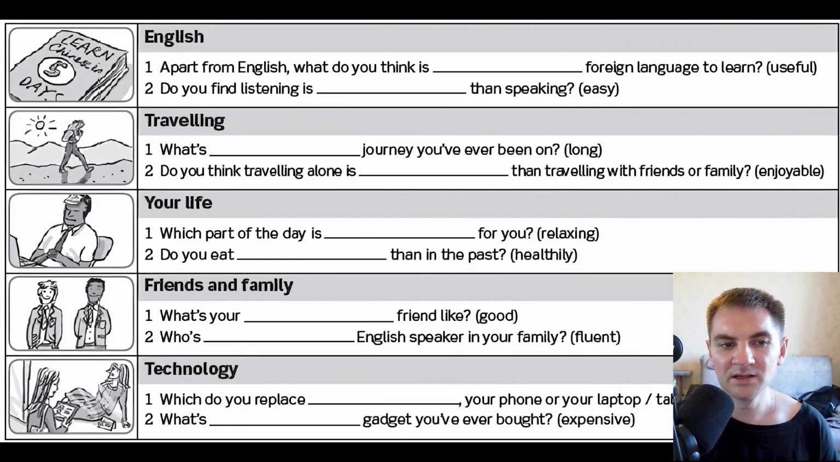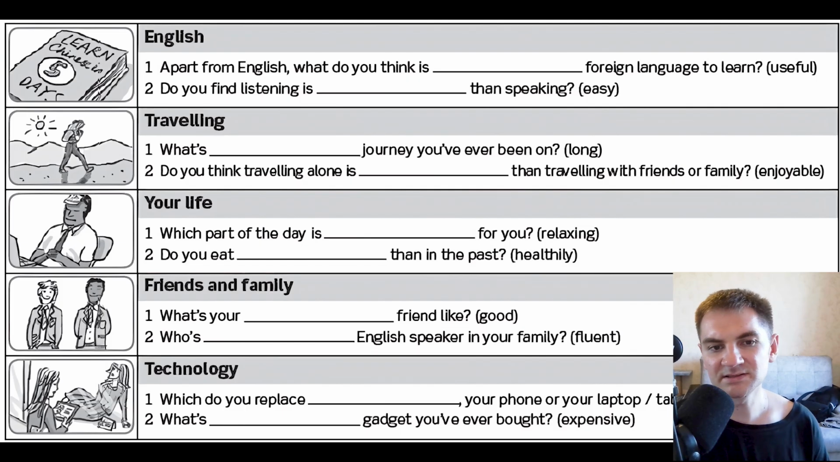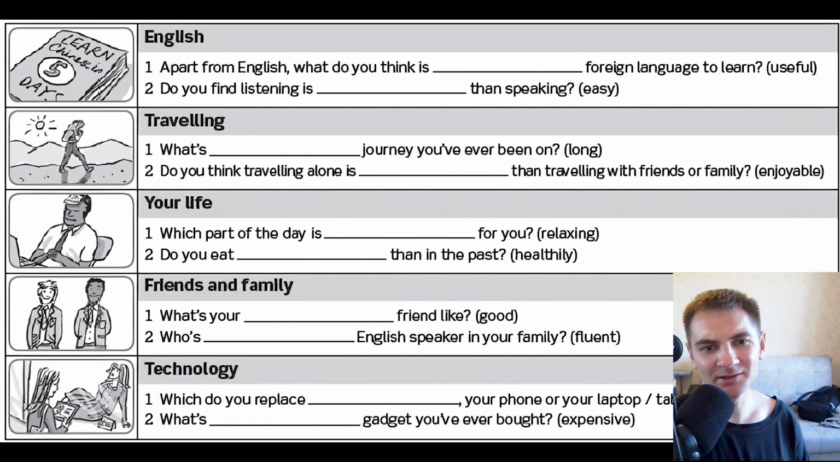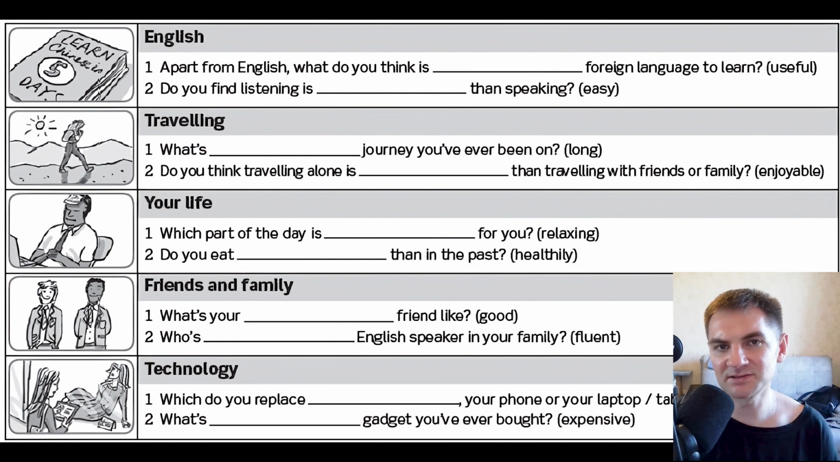Next is, do you find listening is easier than speaking? Yeah, I think so. Because you just listen. Yeah, I agree with it. I think it's easier. I have nothing to say.